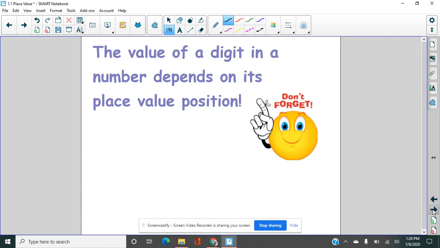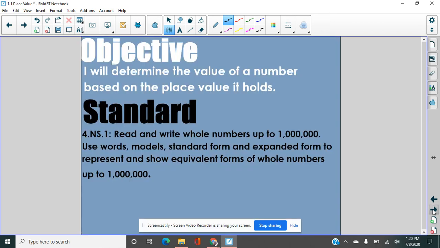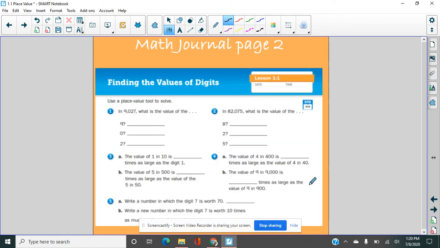Okay, so don't forget the value of a digit in a number depends on its place value position. And our goal is to be able to determine the value of a number based on its place value. So in your math journal, we'll look at a couple of these here together, right? Use a place value tool. So that's suggesting maybe looking back at the video to look at that chart that you saw earlier, and you're welcome to do that. In 9,027, what is the value of the 9?